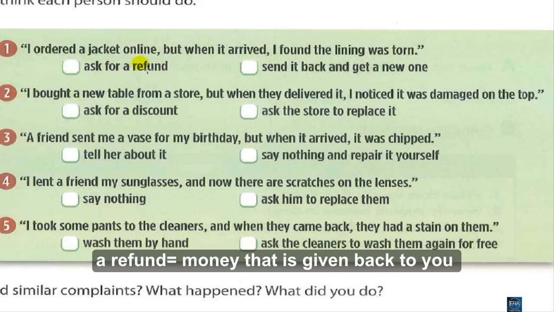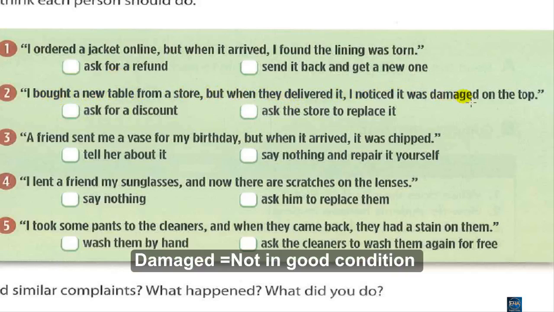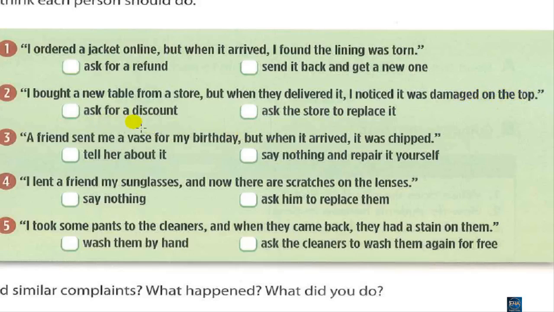A refund to get your money back. 2. I bought a new table from a store, but when they delivered it, I noticed it was damaged on the top. There was damage on the top. Ask for a discount. It means a reduction in the price, or ask the store to replace it, or I ask the shop to change it.